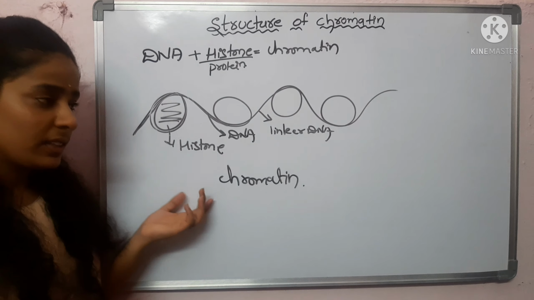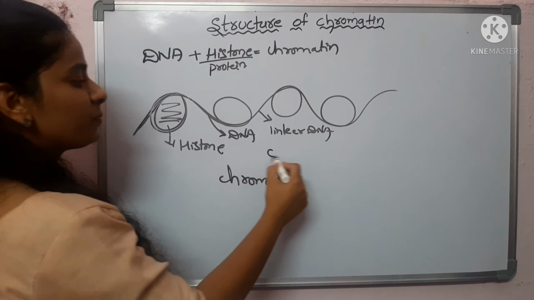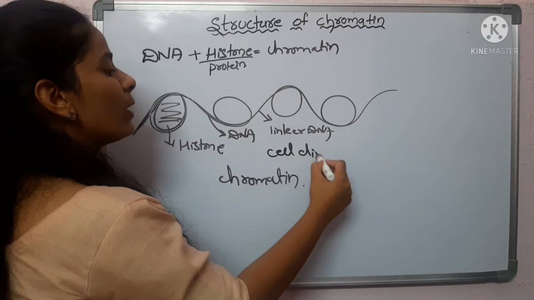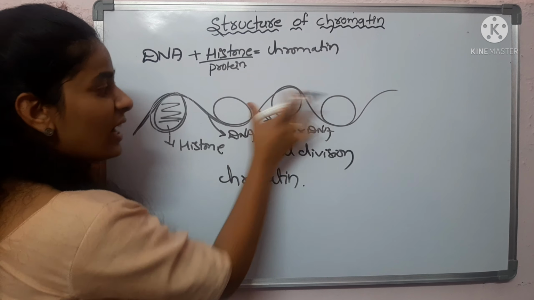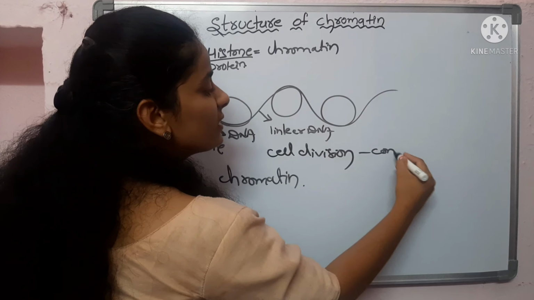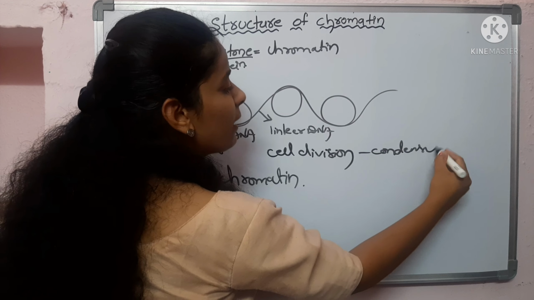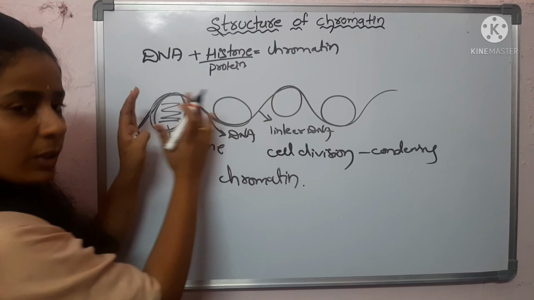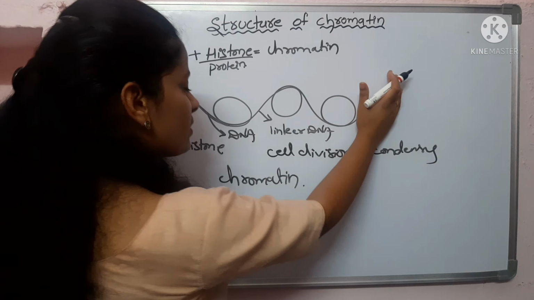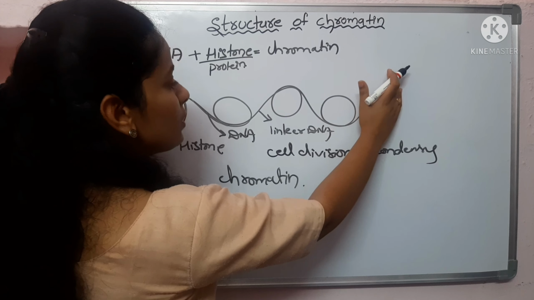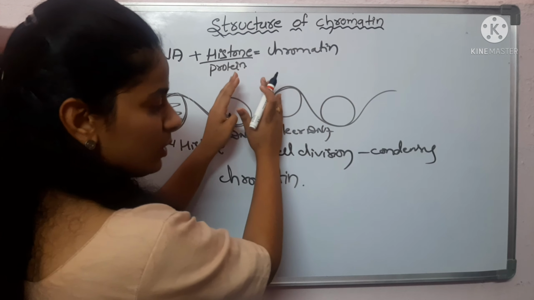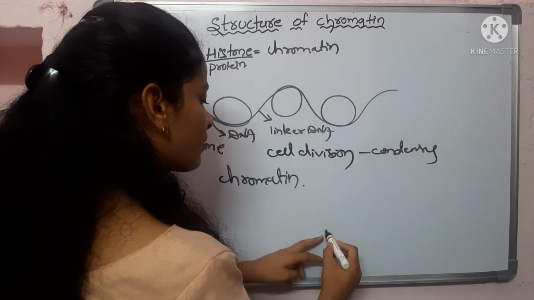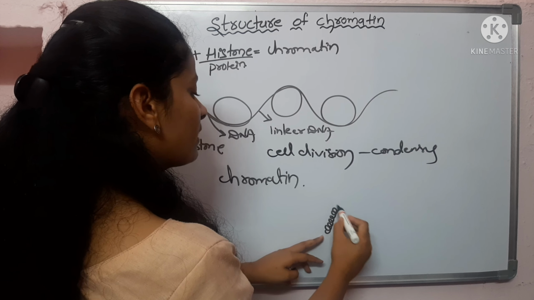So what happens in the cell division process? What happens is, in the cell division, this chromatin structure comes closer and condenses, which is nothing but it is packed together. Assume this is a chromatin. So during the cell division process, this chromatin will pack together to form a structure like this.